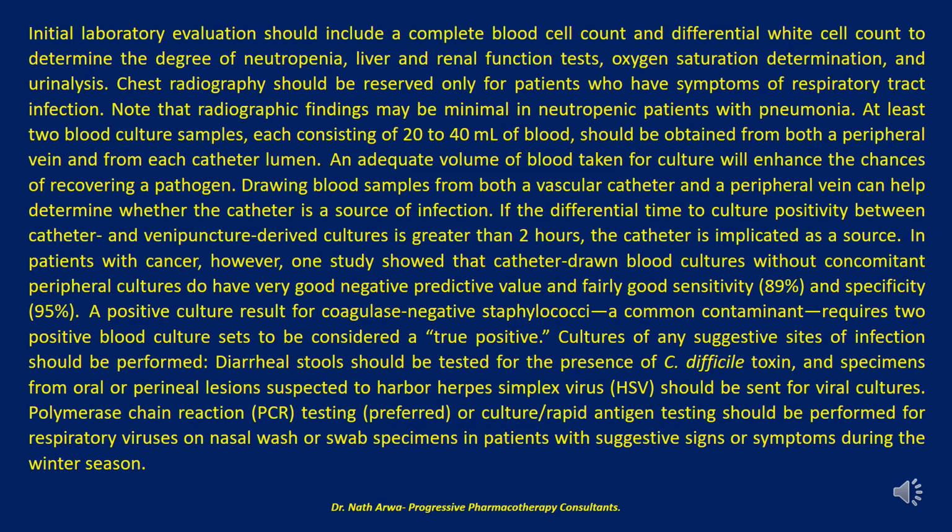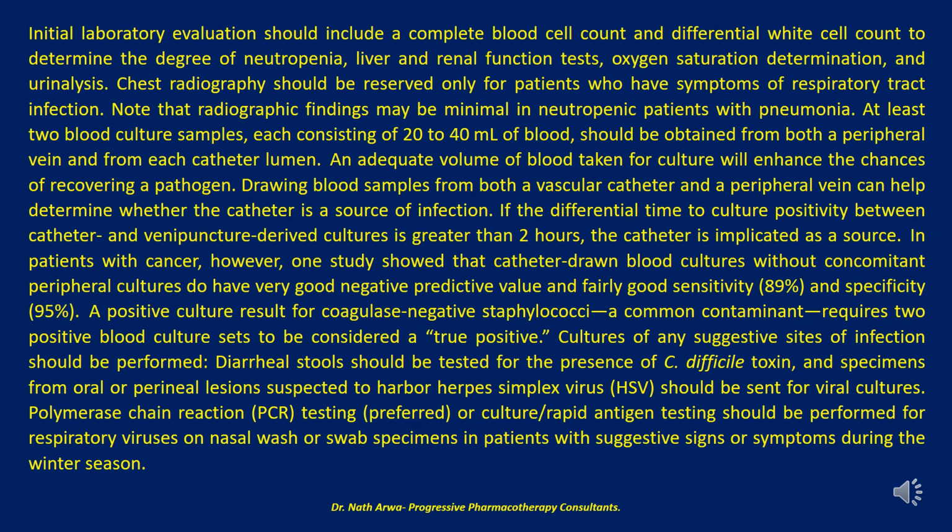At least 2 blood culture samples, each consisting of 20 to 40 milliliters of blood, should be obtained from both a peripheral vein and from each catheter lumen. An adequate volume of blood taken for culture will enhance the chances of recovering a pathogen. Drawing blood samples from both a vascular catheter and a peripheral vein can help determine whether the catheter is a source of infection. If the differential time to culture positivity between catheter and venipuncture-derived cultures is greater than 2 hours, the catheter is implicated as a source.